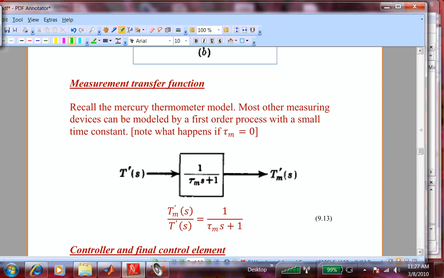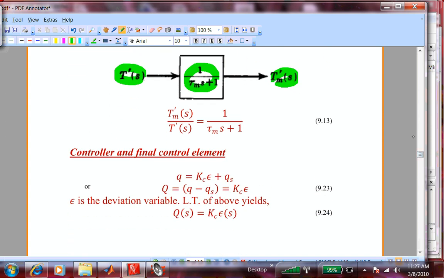That's for the process. Okay, now let's look at the measuring element. Measuring element is very simple. The outlet measured temperature is equal to the inlet temperature, which is the process temperature, multiplied by the dynamics of the measuring element. As I said, tau m is a number that the manufacturer will give you. So typically we model this by a first order system. That transfer function is known by looking at the dynamics, but as I said, most of the time it is treated as a first order process and we ask for the time constant from the manufacturer.